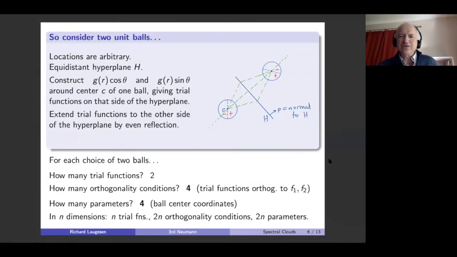And I hope that picture gives you some sense of how that extension goes. So to be clear, those are not contours, those are not level curves of the function. It's rather showing you the rays along which we extend the function from the center of one ball out to the edge of the ball, and then continuing until we hit the hyperplane and then reflect.